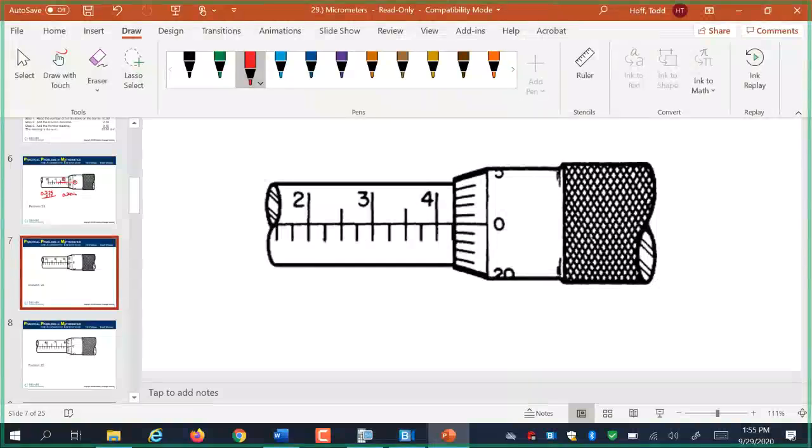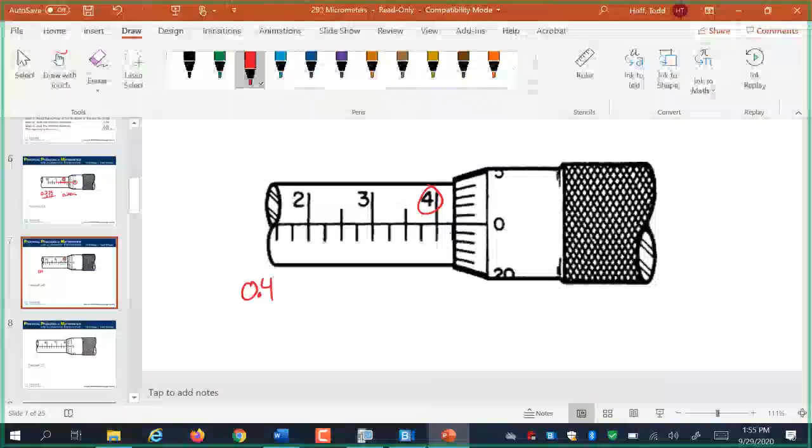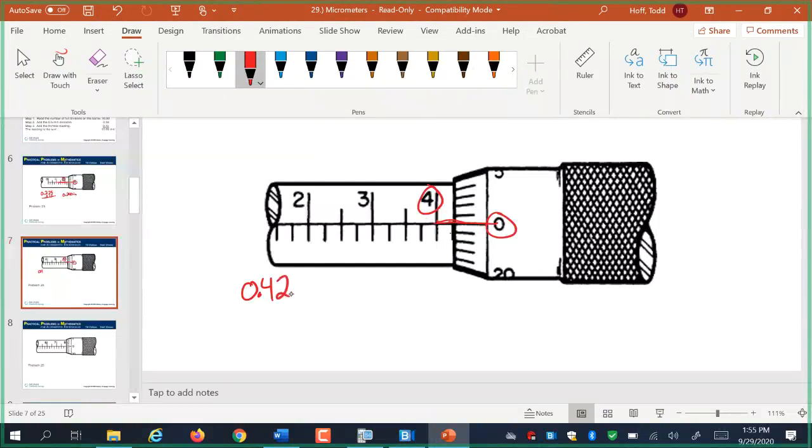So for this one, that's 0.4. Are we to that first quarter mark? Yep. We are actually exactly on it because the 0 is lining up with the axis there. That's 0.425, and that's it. We are exactly at that quarter mark.